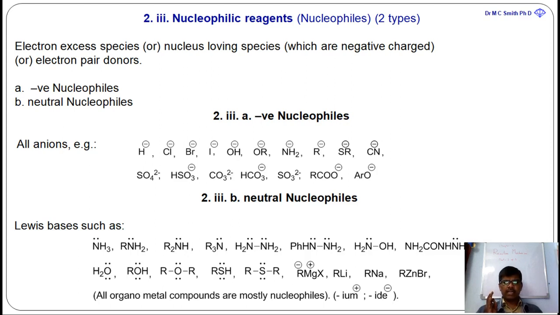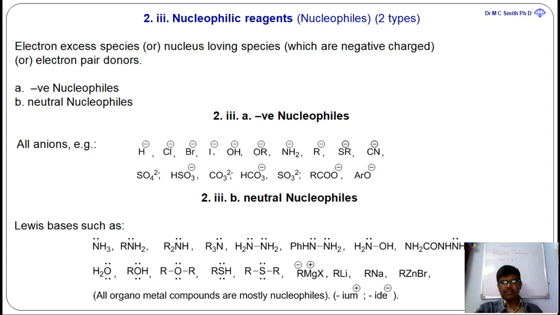So be careful, it may act as a nucleophile. That is why in some reactions butyl lithium is converted into lithium diisopropyl amide, LDA, where LDA acts as a non-nucleophilic base. Though butyl lithium itself may act as a base, it is a neutral nucleophile.